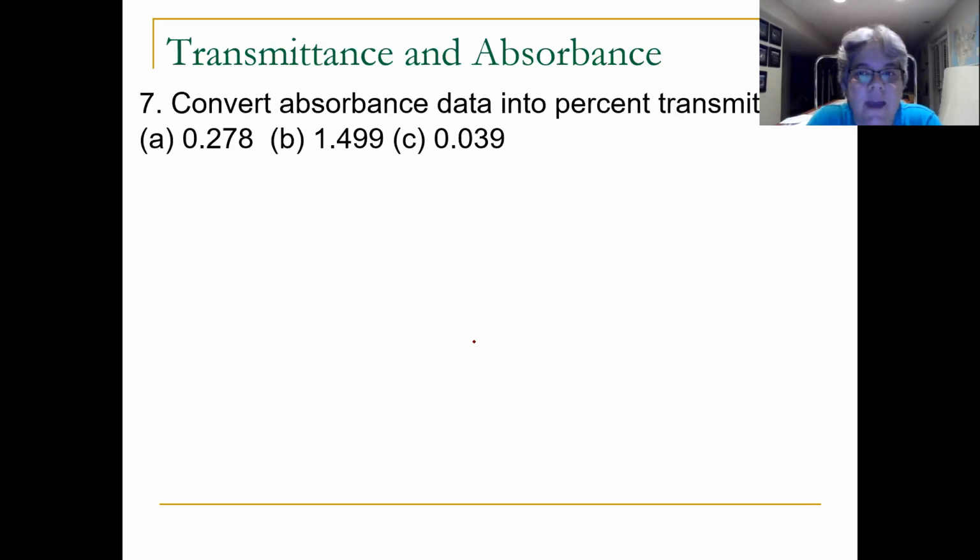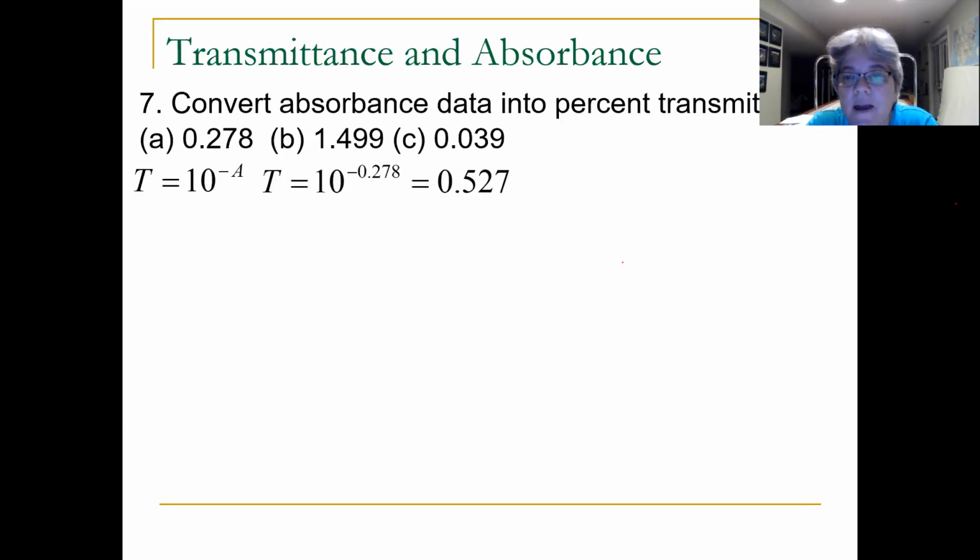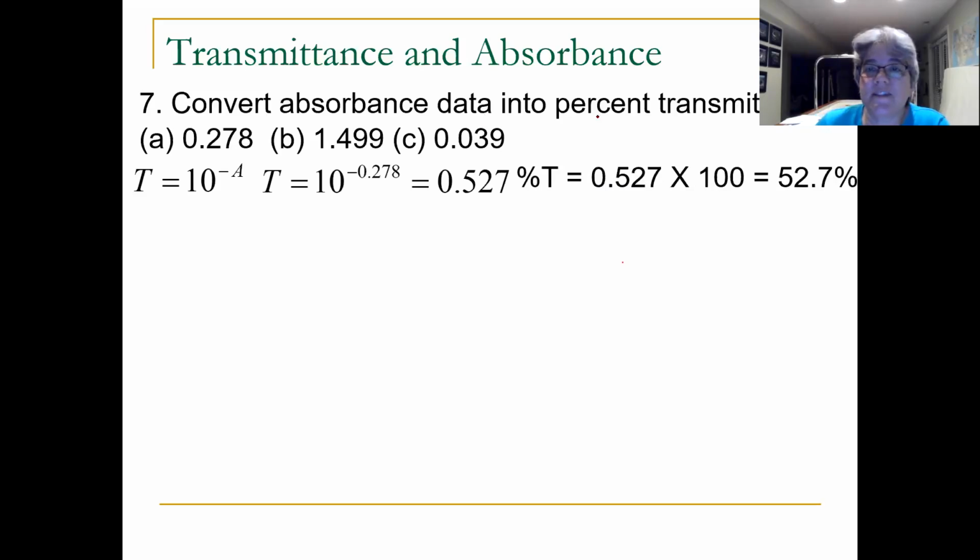Okay, so we have absorbance data that you need to get into percent T. So again, the equation you need is this. Okay, so 10 to the minus A. So the first one, you should have 0.527. Okay, and then it asks for percent T, so we have to multiply by 100, so you should have 52.7 for your answer.